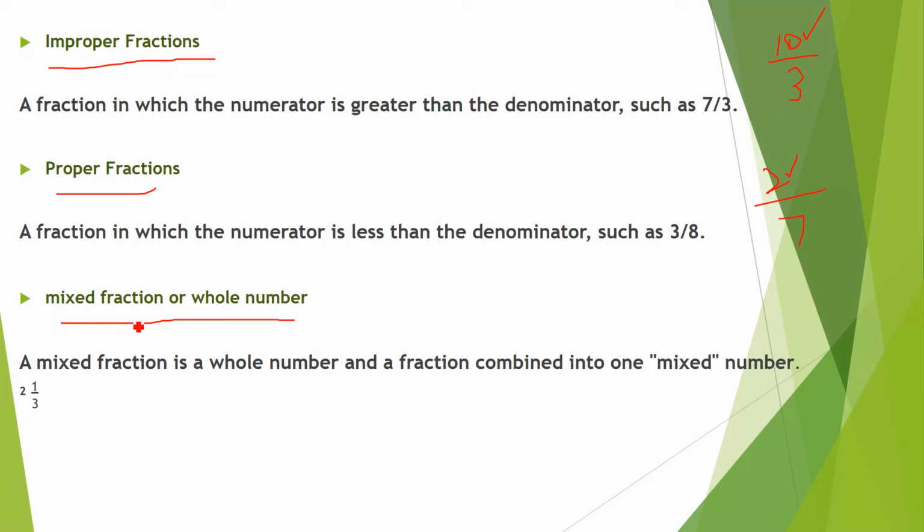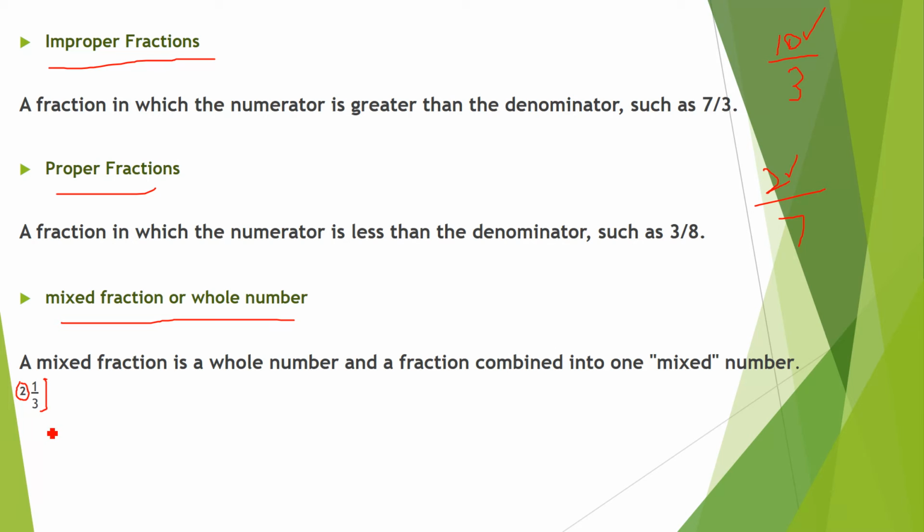And the third one is the mixed fraction or whole number. In a mixed fraction, you can see there is a whole number as well as a fraction. So it is a mix. That is why it is called mixed. And we can say 2 whole number 1 over 3.